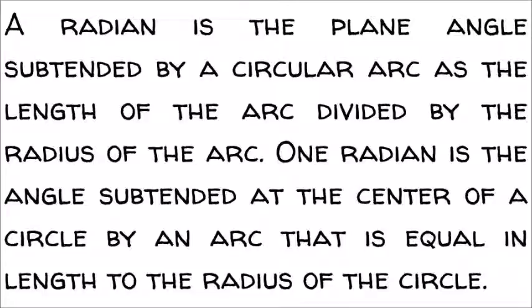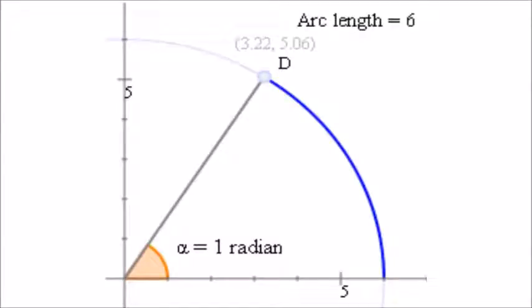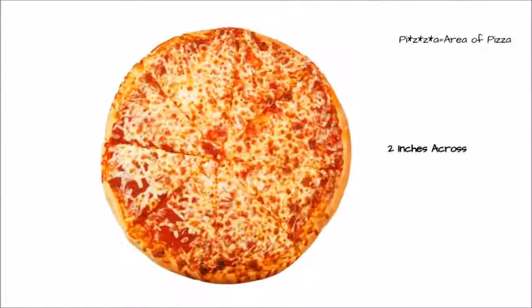So here's a simpler definition. A radian is a unit of measurement based on a circle that is used across math to measure arc lengths, periods, angular speed, and more. Let's demonstrate what a radian is using a pizza.